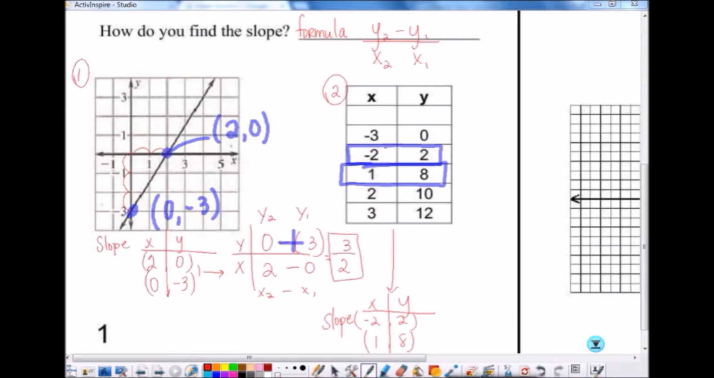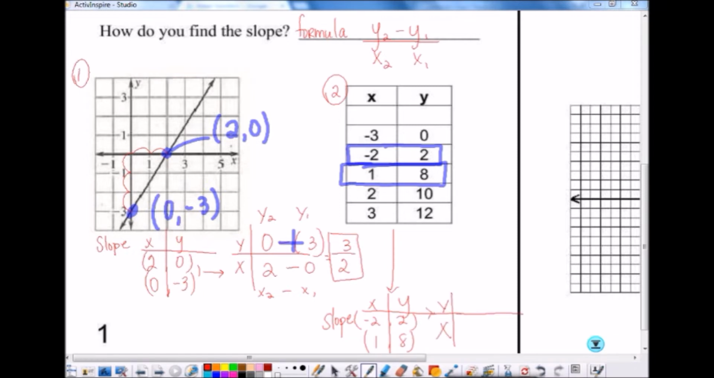Alright, with the 2 values that I chose for you, and again, you could use any 2 points, it would work the same if you did your math correct. The first thing I did is I went ahead and rewrote the XY table with these 2 particular points. Now, do you remember what you do?